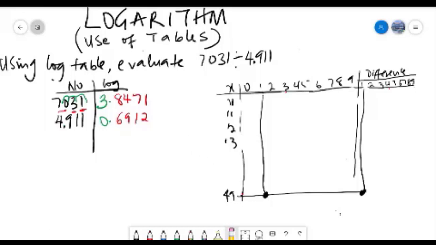Now, we concentrate on our table right now. Because we are dividing, remember that we are dividing. Now, whenever we are dividing in logarithm, we subtract. So if you subtract, you're going to have 11 minus 2, 9, 6 minus 1, 5, 14 minus 9, 5, 7 minus 6, 1. So you have 3.1559. At this point, you would find your anti-log.